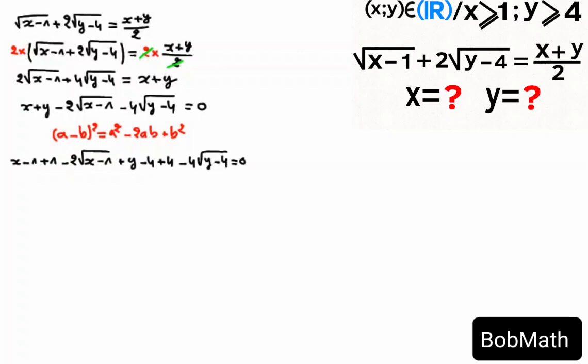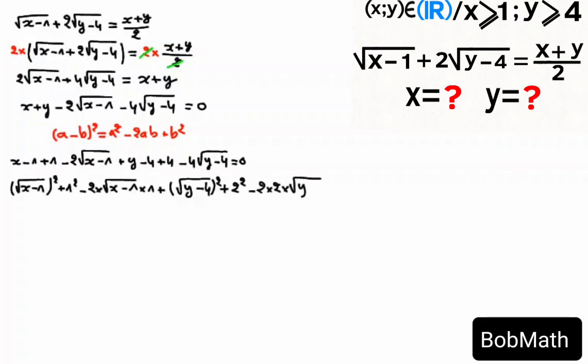And therefore (square root of x minus 1) all squared plus 1 squared minus 2 times square root of x minus 1 times 1, plus (square root of y minus 4) all squared plus 2 squared minus 2 times 2 times square root of y minus 4 equals 0. And therefore (square root of x minus 1 minus 1) all squared plus (square root of y minus 4 minus 2) all squared equals 0. Now we have a sum of non-negative numbers that equals 0.